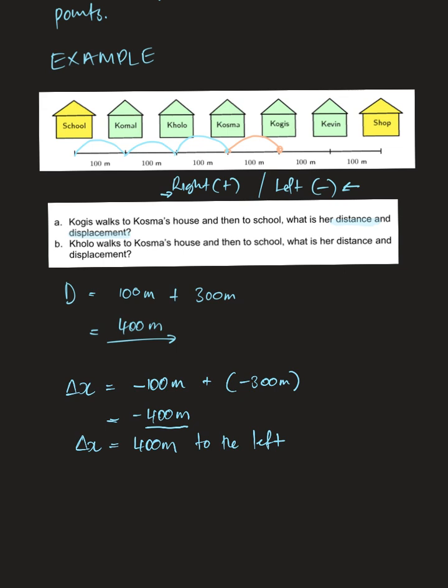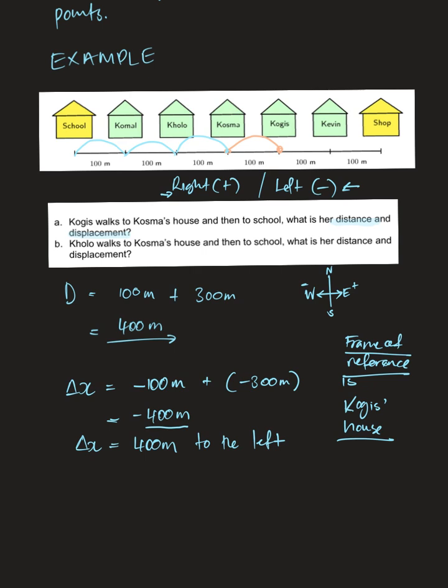Or if I wanted to, this is an or situation, I could have used compass points and used north, east, south, and west. And I could have said anything that moves to the east would be positive, anything that moves to the west would be negative. And then technically, Kokis was walking 400 meters in the western direction. So in this example, in example A, the frame of reference is Kokis's house. The origin point that we're looking at as the frame of reference, where we're starting at, that is the reference point.